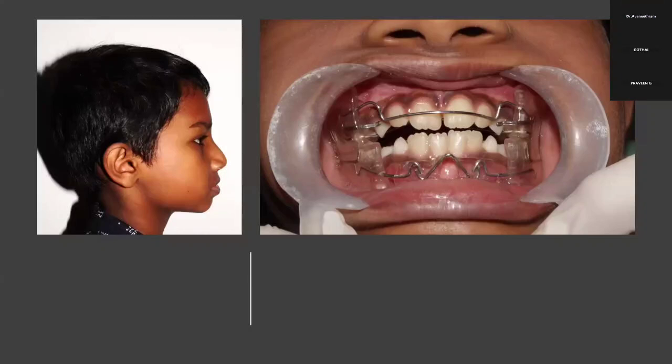Now if you see the profile picture of him, we can see the functional regulator is inside his mouth, and when he holds it, you can see it's a little out. That usually happens because of the bulkiness of the appliance, you feel it is out, but it is not. I will show you the after-treatment of that. Initially, when the patient wears it, it looks more out because of the bulkiness of the appliance. Every patient will feel a little excess.